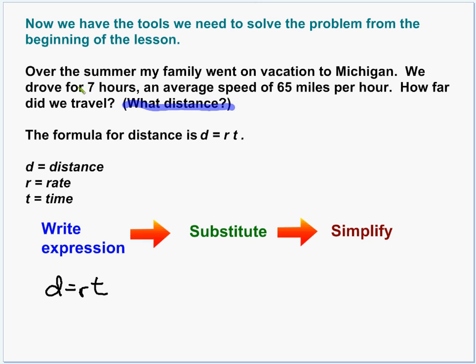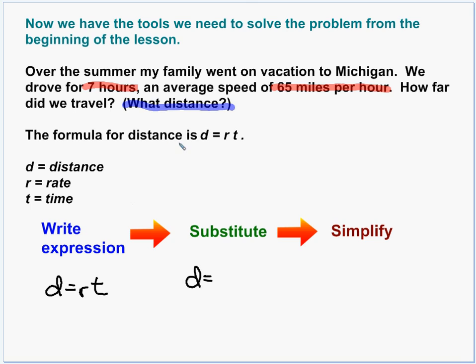Okay? Next, we drove for 7 hours. That is important. Our average speed was 65 miles per hour. That is important. Okay, so I think we've highlighted all the important pieces. Now let's get back to our substitution. D is distance. Do we have distance? Nope, it says what's distance. So we know that's still up in the air. We don't know that one yet.